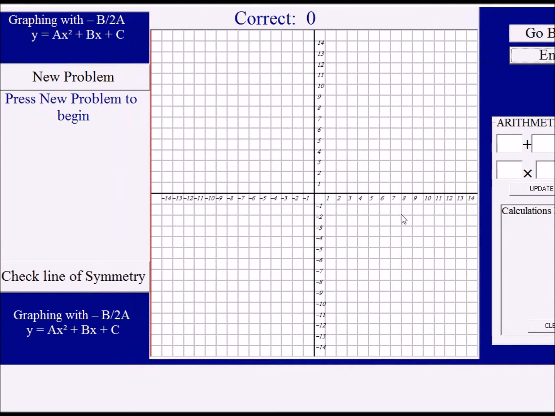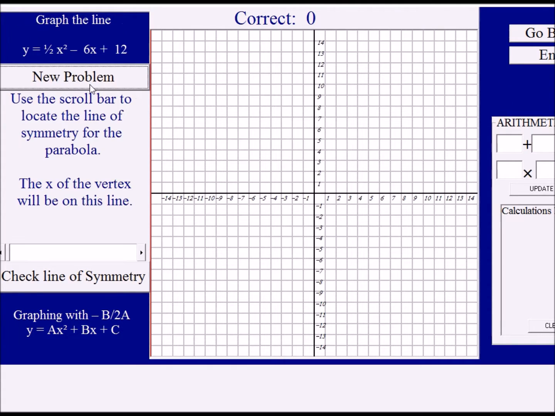I put some help boxes over here, but I can't get them in the screen for you to see. So we're going to hit a new problem to begin. And here we have y equals 1/2 x squared minus 6x plus 12. And it turns out that minus b over 2a will be the location of the line of symmetry for the parabola. You've noticed that those parabolas could be folded in half. The line of symmetry is right straight up and down on that line where it could be folded in half. And we could find that line by calculating minus b over 2a.